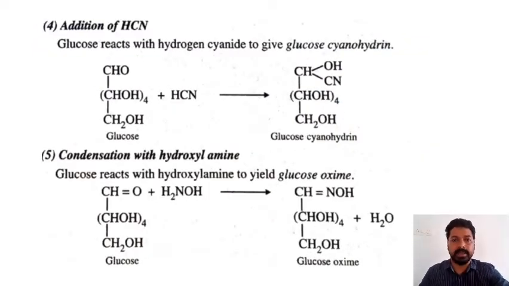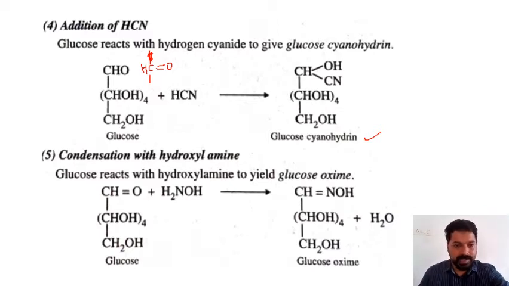Next, let us see glucose, which I told you is an aldose, having a C double bond O, a CHO group. Hydrogen cyanide can be added to glucose to form glucose cyanohydrin, where CHO is converted into CHOHCN. So glucose reacts with hydrogen cyanide to give glucose cyanohydrin.